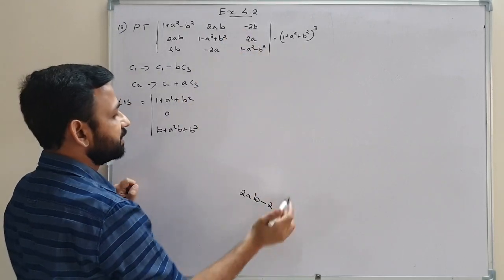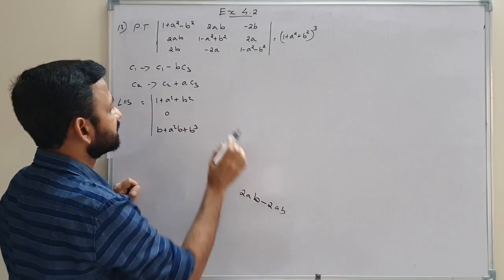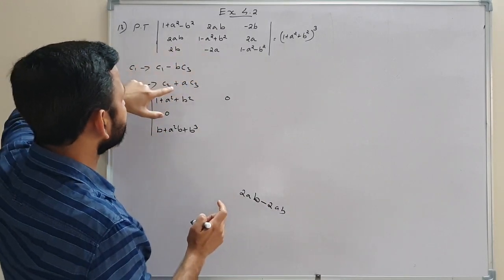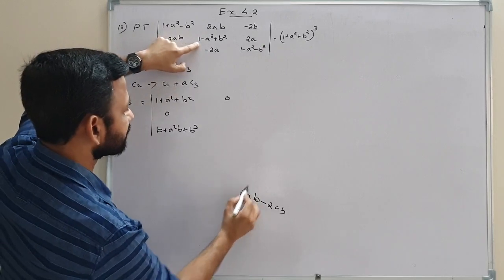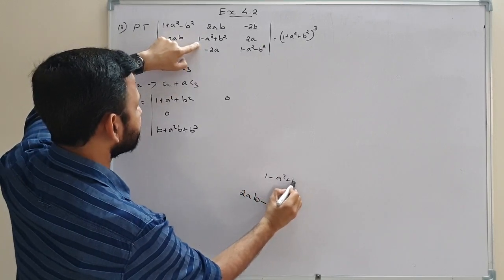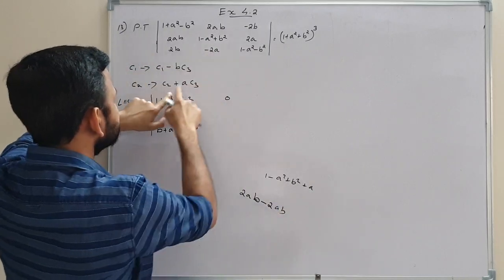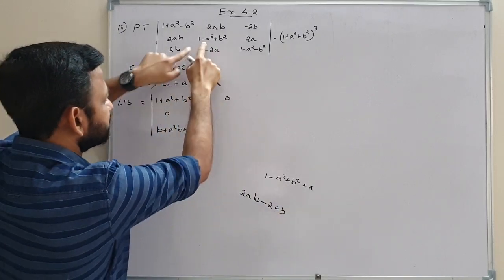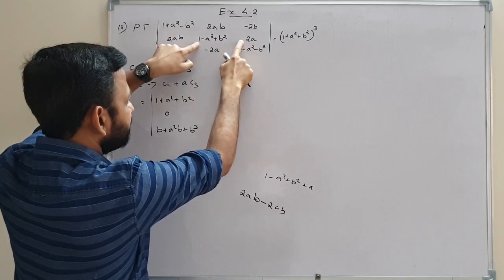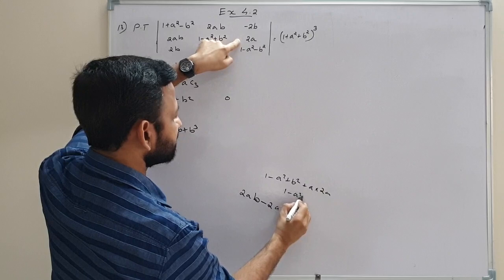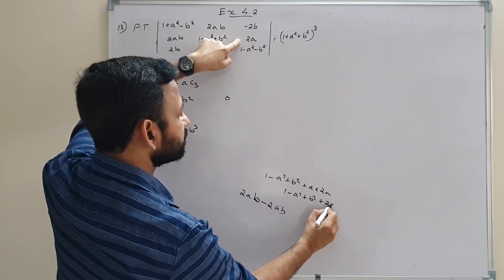That is a into minus 2b, 2ab, cancelled, 0. Then here, the same operation we will do here: 1 minus a square plus b square plus a into C2 plus a into C3. That is 1 minus a square plus b square plus 2a square.